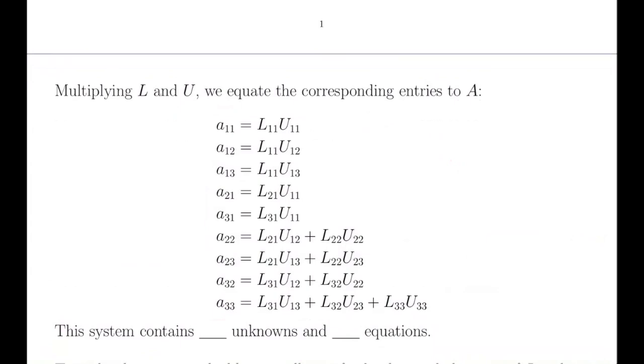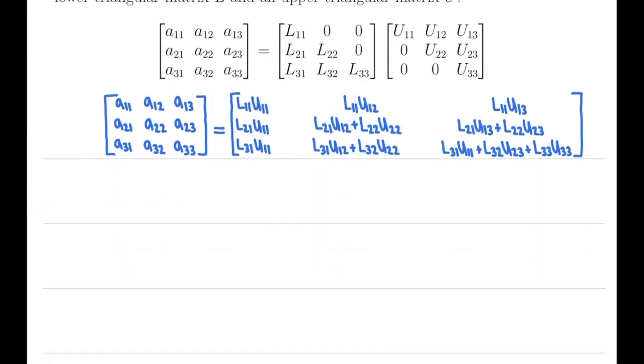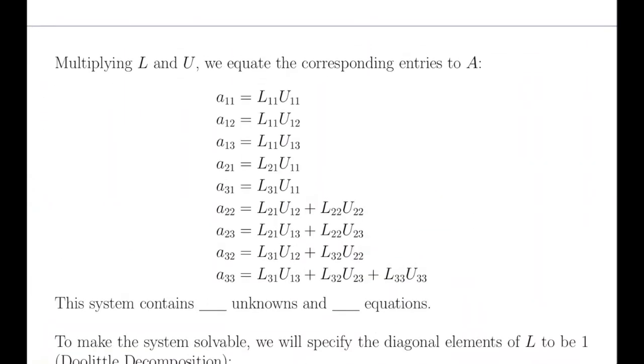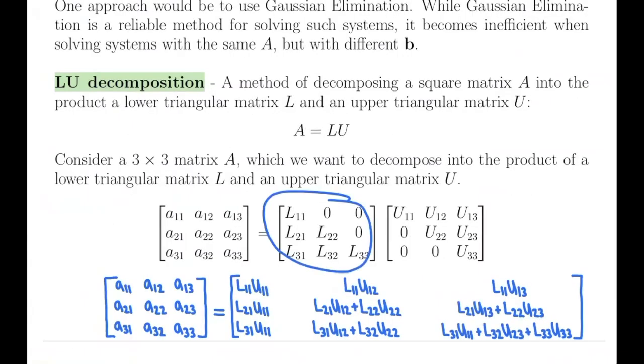And how many unknowns does this system contain? Because we know A, we know all these entries. We just don't know the L's and the U's in those two matrices. Exactly, that's what we're trying to find. We're trying to decompose A into L times U, so we don't know any of the L and the U entries. So how many total unknowns is that? 12. You're right. There are 12 unknowns, 6 for L and 6 for U.